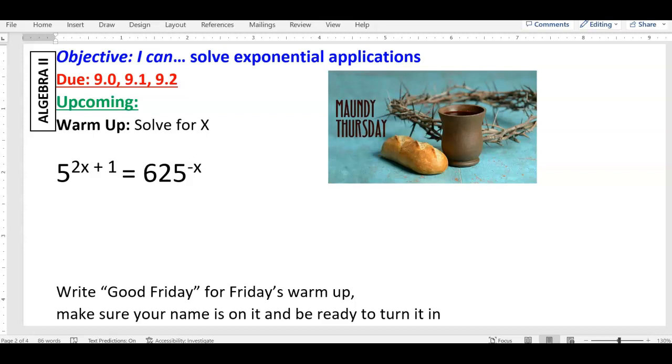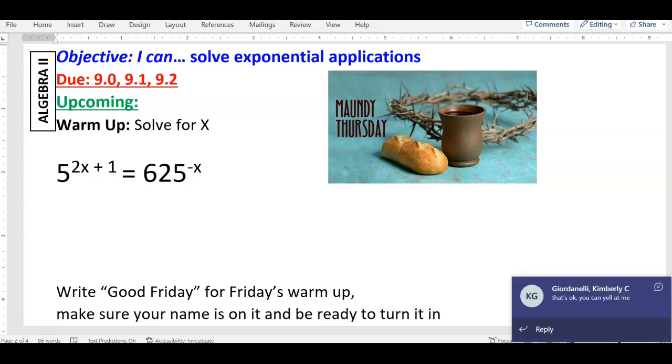All right, here we go, here we go. So, this warm-up is like the one we did the last couple days.